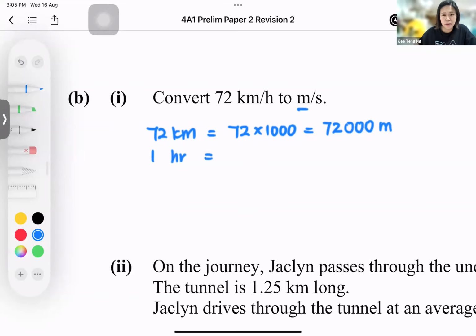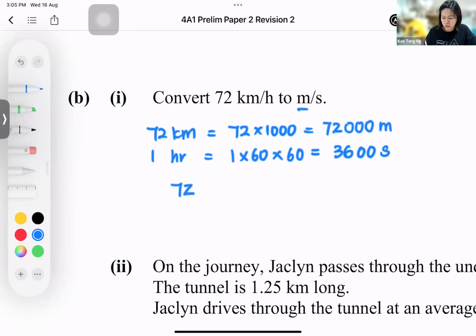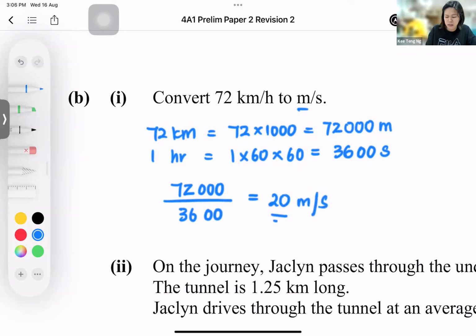Okay, 1 hour, how many seconds? 1 hour has 60 minutes, and 1 minute has 60 seconds, so 3,600 seconds. Correct. So they want meter per second. So the speed is now 72,000 divided by 3,600. That gives you distance divided by time, 20 meters per second. Answer. Okay, please know how to do.